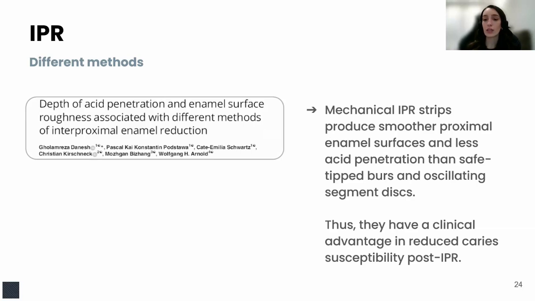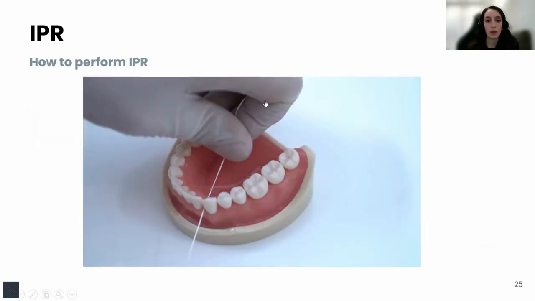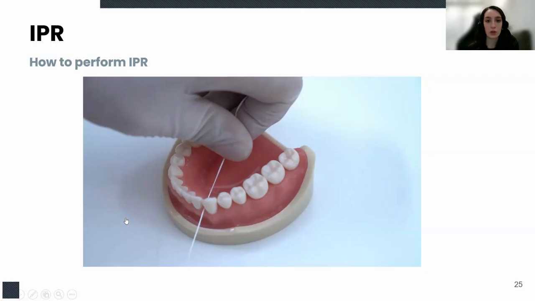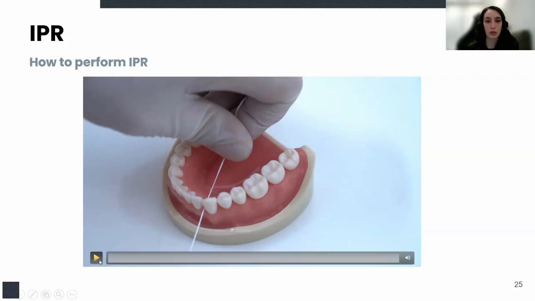Studies have also shown that they can produce smoother proximal enamel surfaces in addition to less acid penetration than safe-tipped burrs and than oscillating segment discs. So they do have a clinical advantage in reduced caries susceptibility post-IPR. I'm going to leave you guys with this video that shows the IPR performing procedure.